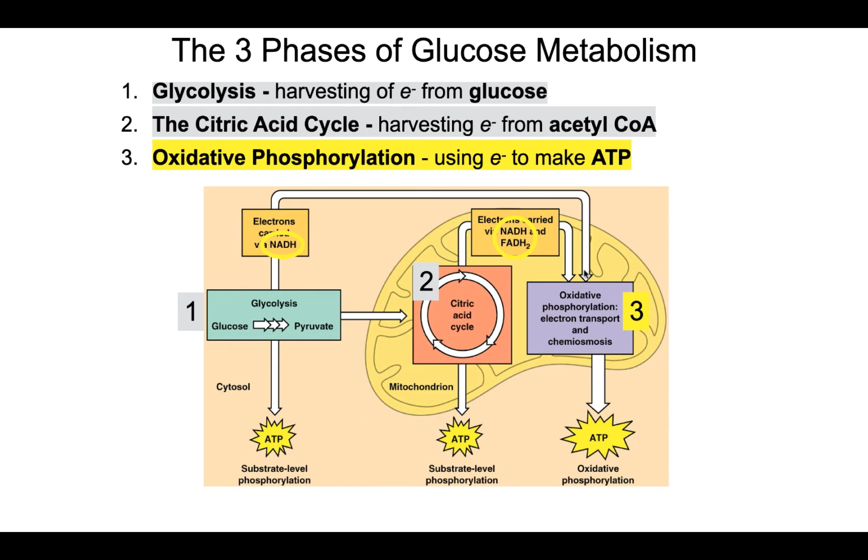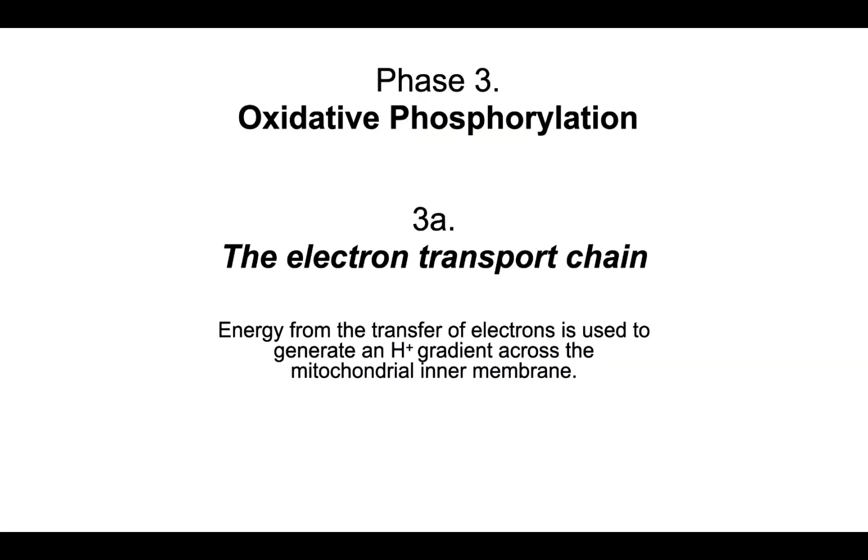And we're going to take them over here to the inner membrane of the mitochondria where oxidative phosphorylation occurs. And oxidative phosphorylation is a combination of the electron transport chain and chemiosmosis. And it's there that the bulk of ATP will be made from glucose. So let's have a look.